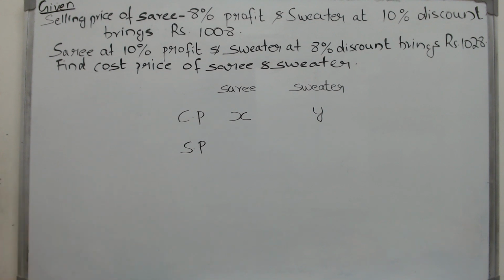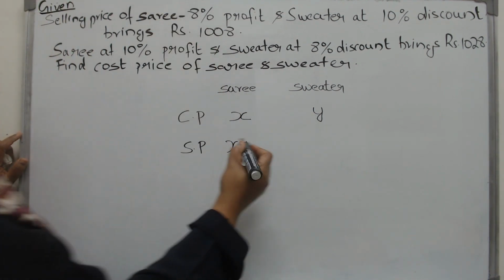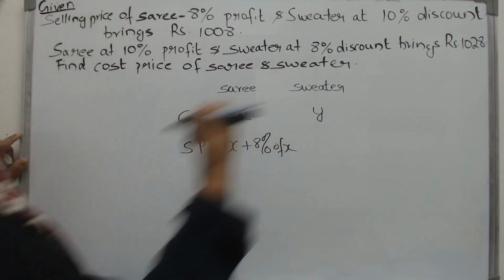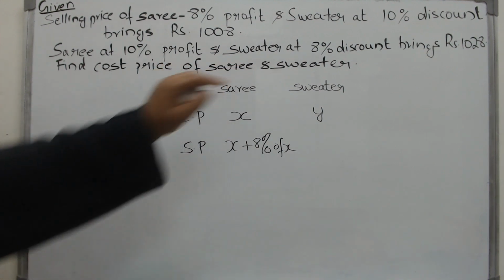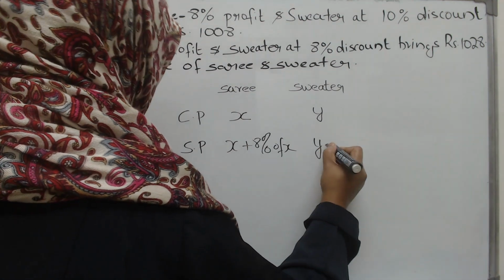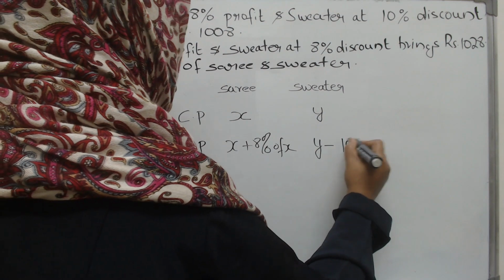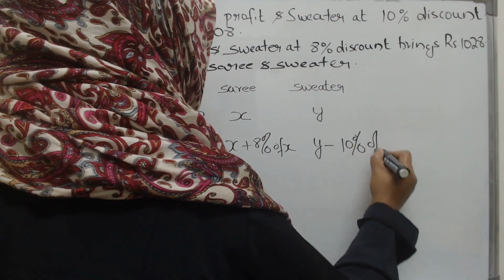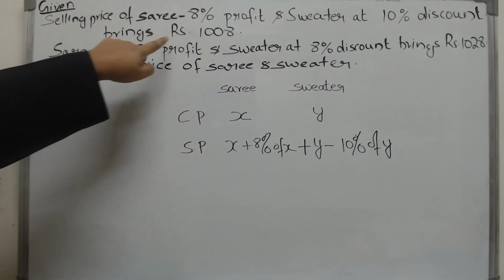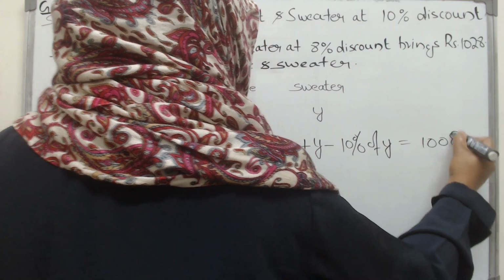Now he got the saree for X rupees. Did he sell it for the same amount of money? No, he was lucky. He sold it at 8% profit. Now what about Y? He got the sweater for Y rupees. Did he sell it for the same amount? No. Unfortunately, he had to sell this at a discount of how much? Of 10%. And what happened? When he made this deal, he got 1008 rupees out of it.